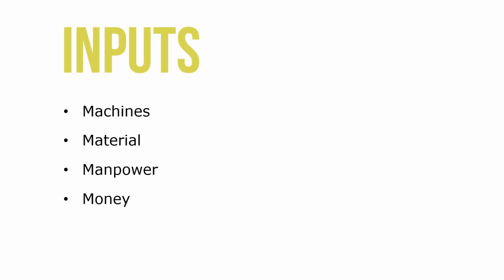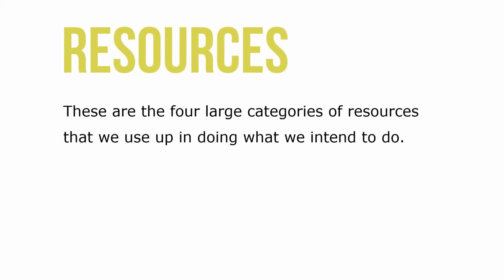Resource inputs include machines: resources such as tools, equipment, manufacturing machinery, and other machines that are used in completing work. Material, which are any physical resource like wood, metal, buildings, real estate, and so on that we use in production. Manpower, the people who are needed in a particular production process, both quantity and types. And finally, money, the capital that must be spent to perform our processes. These are the 4 large categories of resources that we use up in doing what we intend to do.